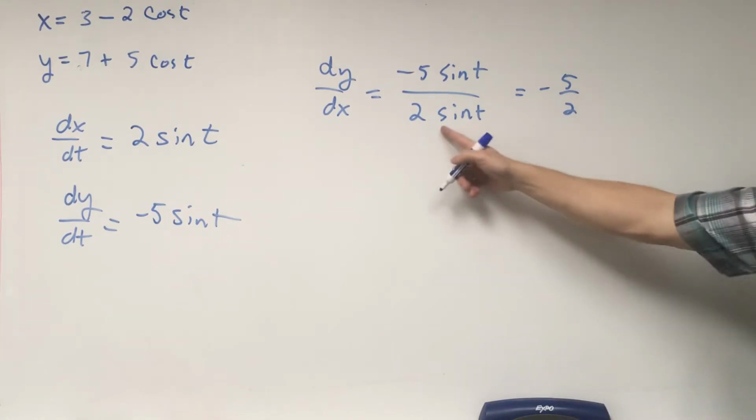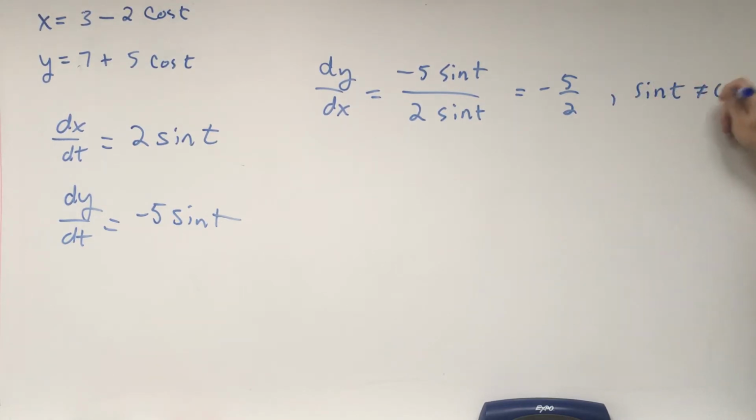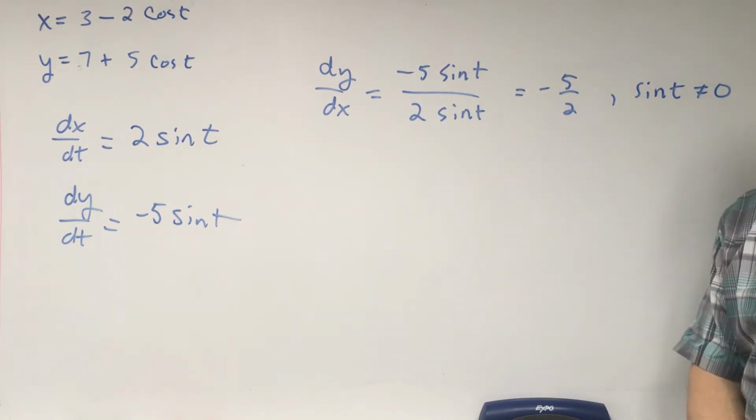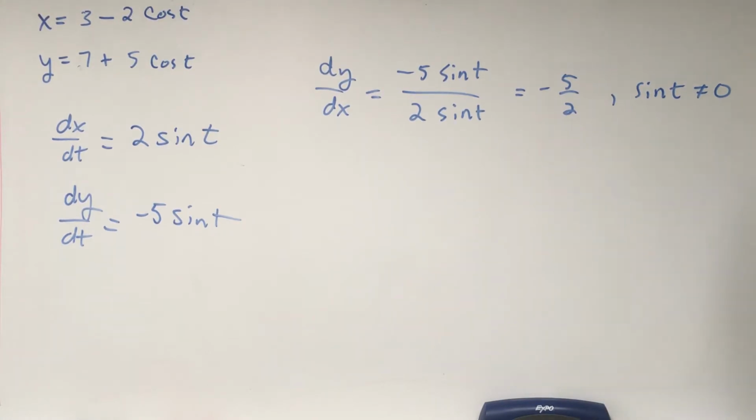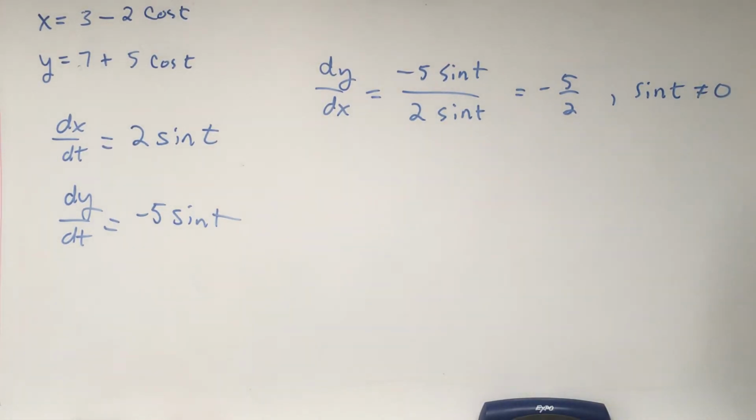Of course, this isn't going to make much sense if sine t is equal to 0. So we should probably indicate that sine t can't be 0, and then we can note the places where that occurs. All right, and so we might explore whether that's the endpoints of the line or somewhere else. For now, I just want to focus on the computation of dy/dx.